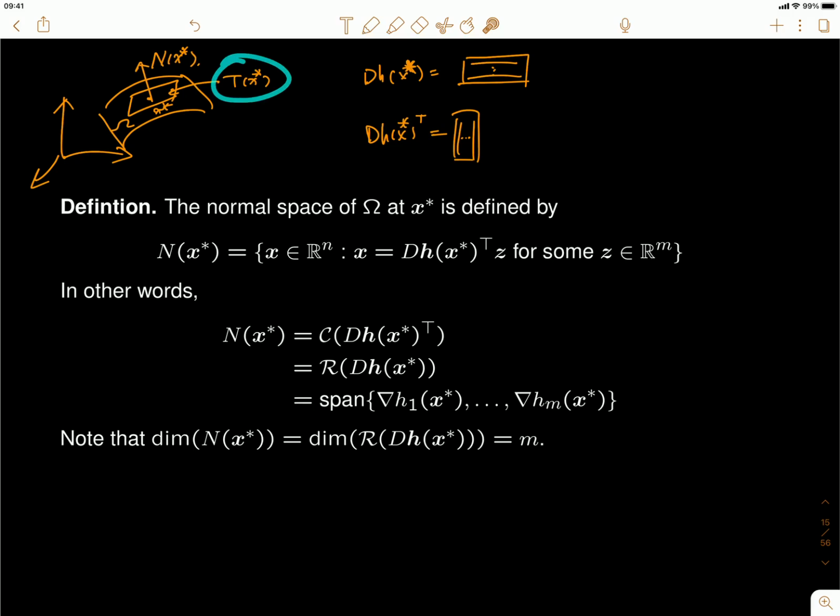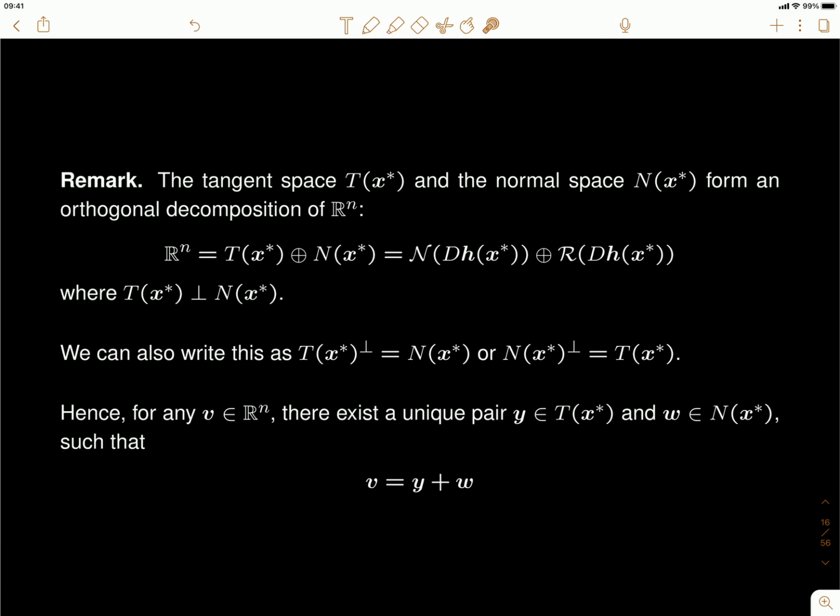Okay, since we know that the dimension of the tangent space is equal to n minus m, the dimension of the normal space will be just m. So the dimension of the normal space is equal to the dimension of the row space of the Jacobian, because these two are the same, and the Jacobian has full row rank, so the row space has dimension m. Okay, so that's the dimension of the normal space. And as I just mentioned, because the tangent space T of x star and the normal space N of x star form orthogonal complements of each other, Rn can be decomposed in an orthogonal way into these two spaces.